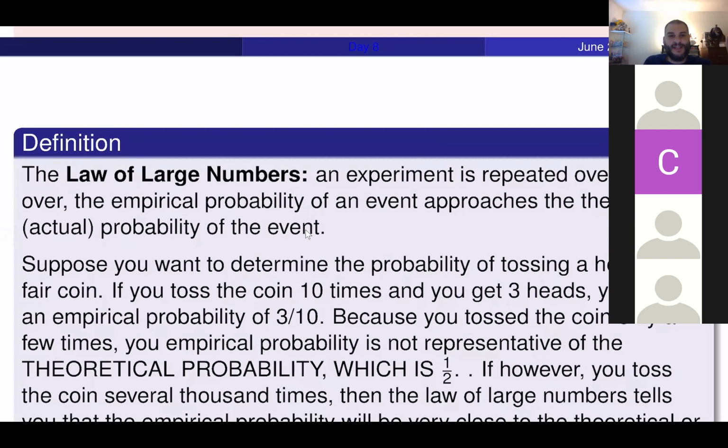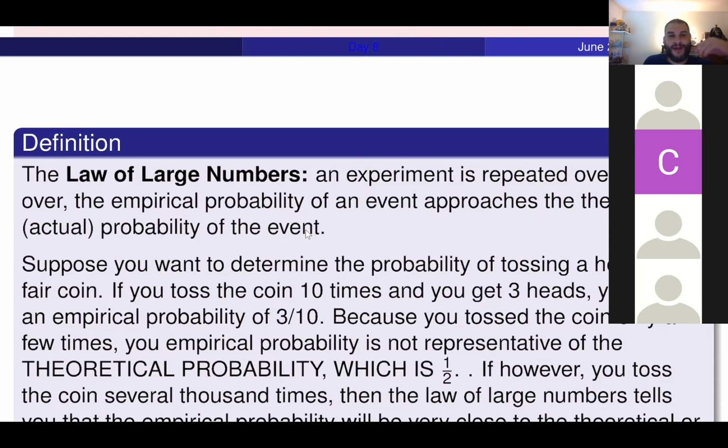The law of large numbers says if you do the event long enough, for a good period of time, it should start getting closer and closer to 50%. So if you flip the coin like 1,000 times, since you did that experiment long enough, it should be getting closer and closer to 50%. The more you do the experiment, the closer it should get to the theoretical probability. So that's what the law of large numbers says.